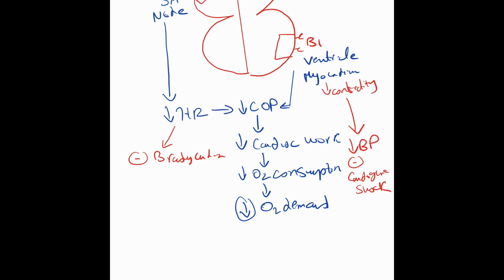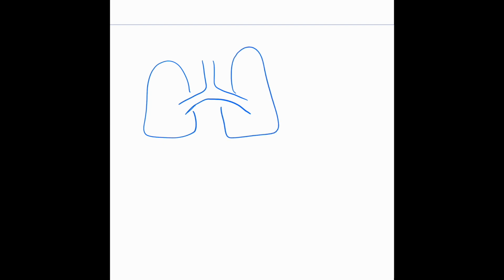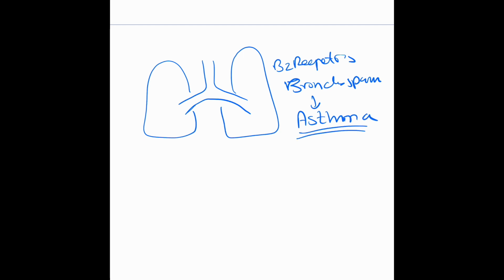A couple of other things that we're going to talk about regarding potential side effects or complications of this medication: if you go to the lungs, the beta 2 receptors. Specifically, with the drug that we talked about earlier, propranolol, it causes bronchospasm. So be cautious in using it in asthma patients. Also, another thing that you need to be cautious about is hypoglycemia.